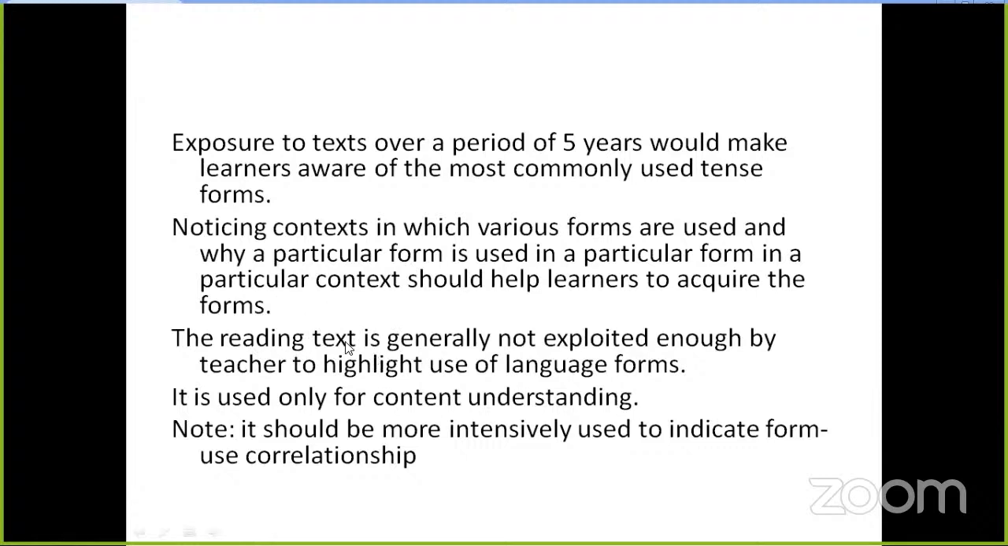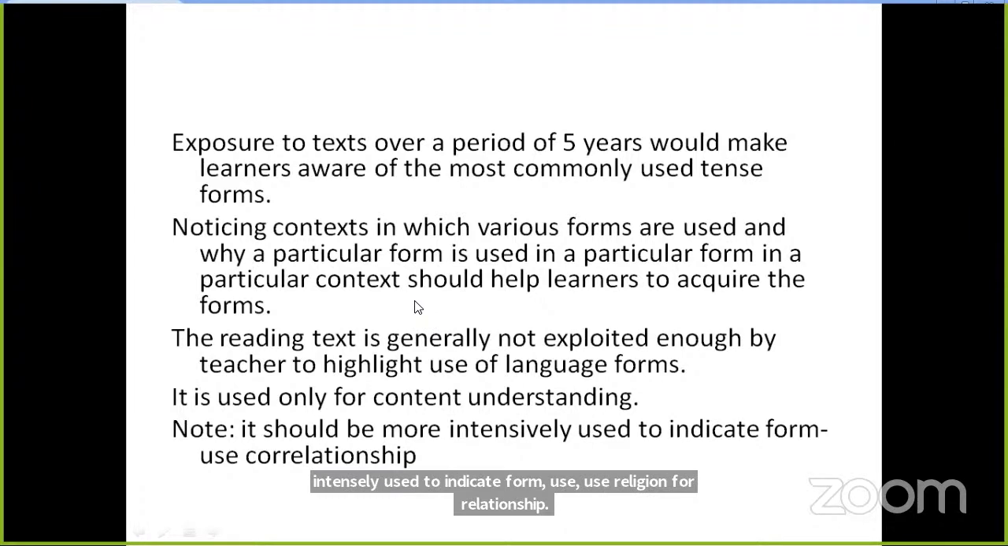But the reading text is generally not exploited enough by the teachers to highlight the use of the language forms. When you are exposed to a particular type of language by reading a lot, that will definitely help the learner to understand the forms, right? The structure, the tense forms of the language. But it should be more intensely used to indicate form-use correlationship.